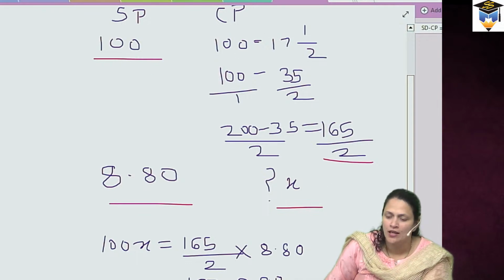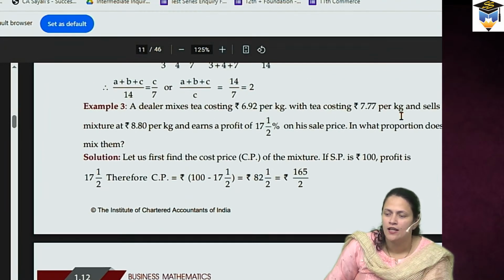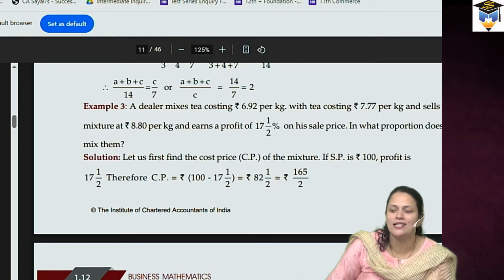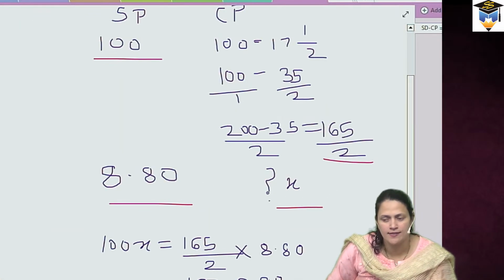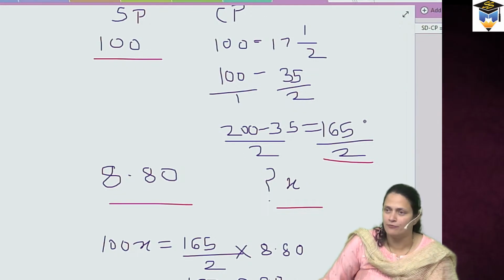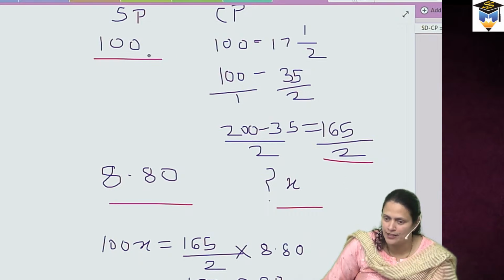See, check here. When SP is 100, CP was 165 upon 2. Now in the original sum they have given us that he sells the mixture at 8.80 per kg, which means SP is 8.80 and you have to find out the corresponding CP for it. So I took this CP as x. When SP was 100, CP was 165 by 2. Now when SP is 8.80, we have to find out the value of x. So cross multiply: 100 into x is equal to 8.80 into 165 by 2.